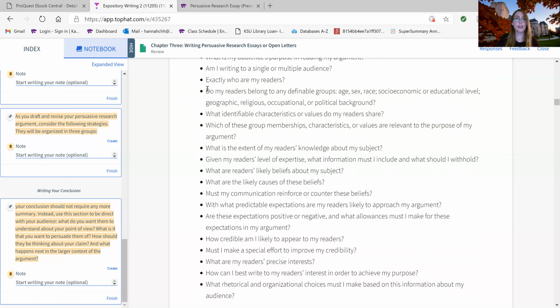Up here, further near the top, do my readers belong to any definable groups such as age, sex, race, socioeconomic class, that's a big one, or educational class you may want to consider. So I highly suggest you look at these to help you further consider your resistant audience and how you might further appeal to them.